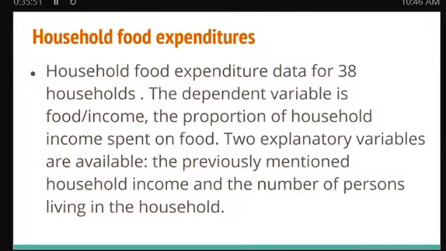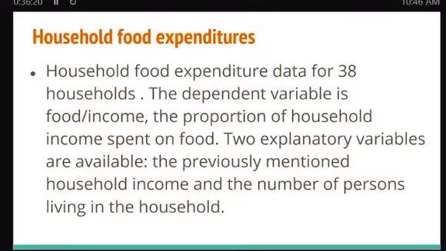Okay, now I'm going to go into another example, in economics, household food expenditures. I told you the other time, you don't spend all your income on food, right? You have other things you spend money on. Now, the household food expenditure data is for 38 households, and the dependent variable is food divided by income, of course, what you spend on food. That is the proportion of household income spent on food.